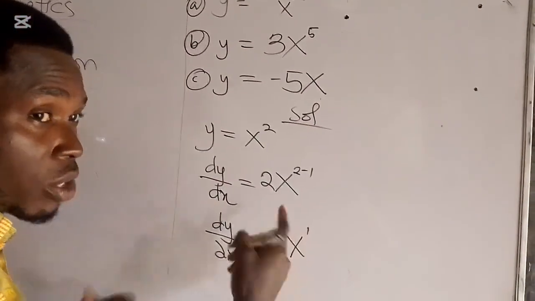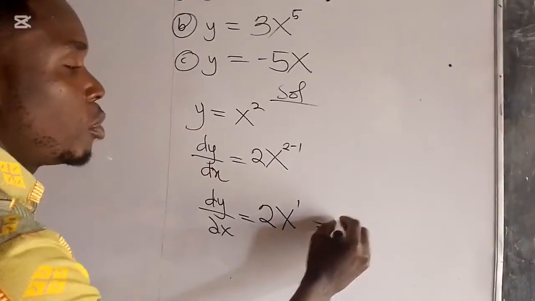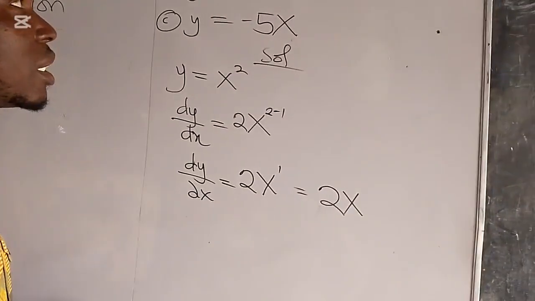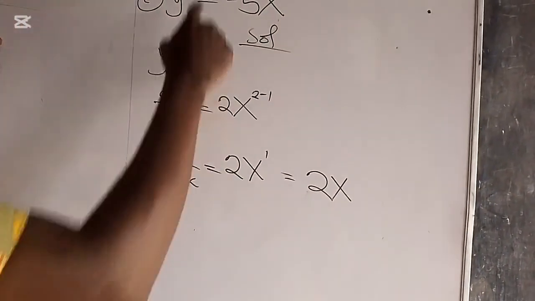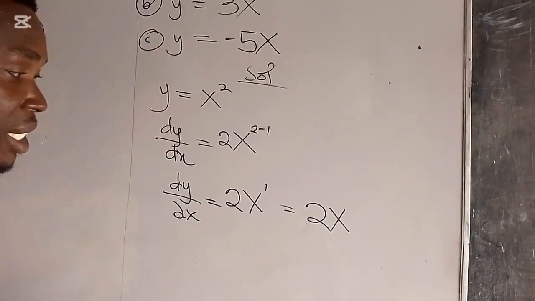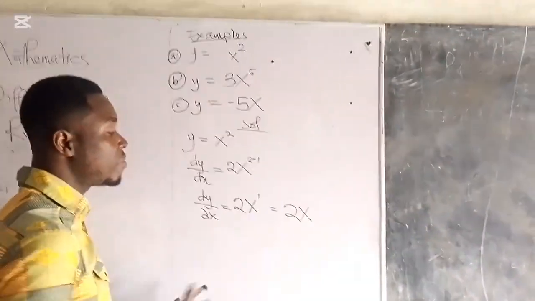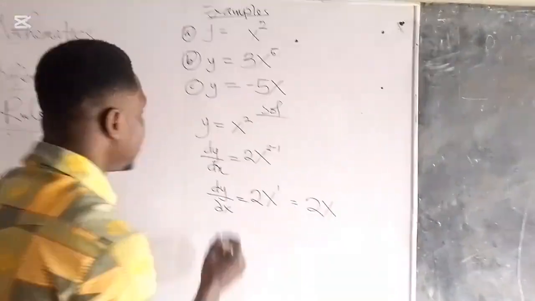We don't write the exponent 1. So our final answer will be 2x. I hope you are getting the point. So when you differentiate x squared, you will be getting 2x, 2x as the final answer. Let's take the second question.